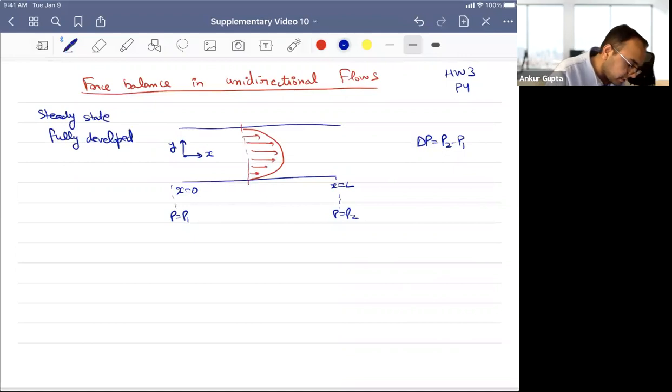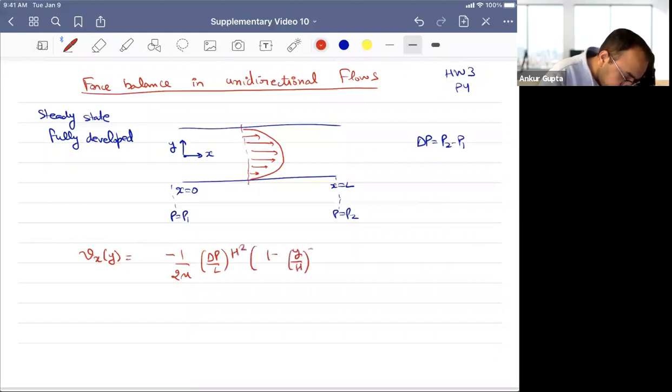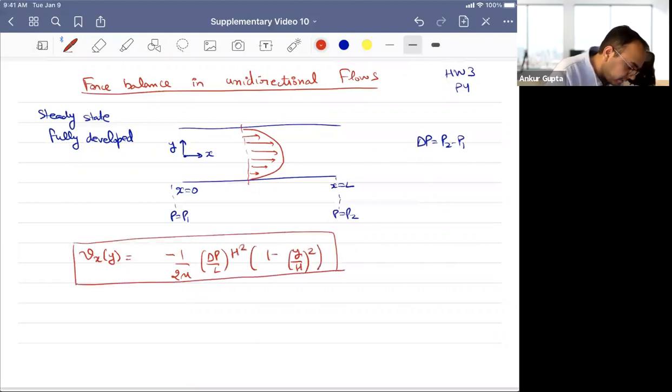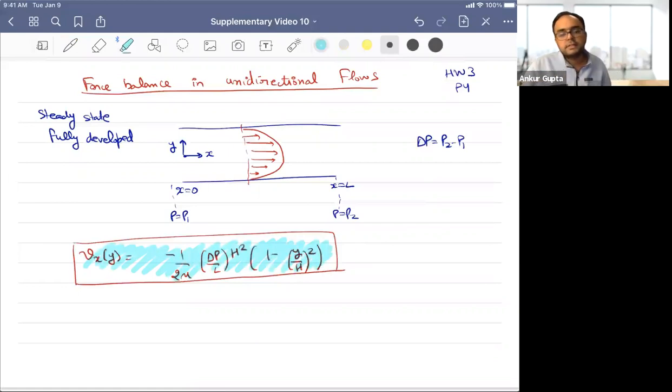What we found was that the velocity is only in the x direction and vx is dependent on y. The formula looks something like this: 1 minus 2 mu delta p by L, h square into 1 minus y by h whole square. This is the formula that we derived in class, and this is the parabolic profile.